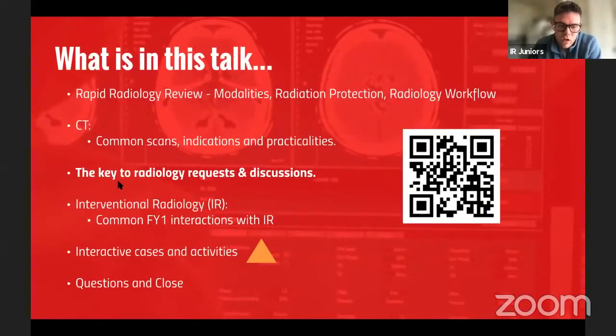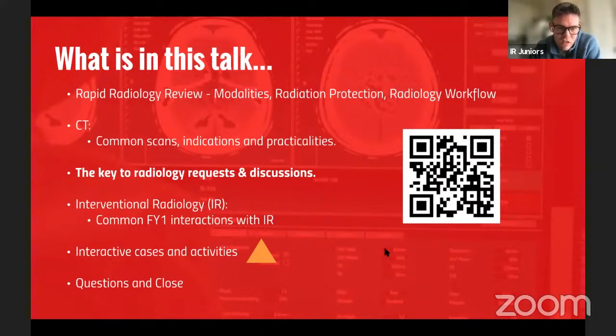So the idea behind this talk and this talk series is essentially to give incoming FY1 doctors, so first year doctors in the UK, a bit of an insight into what's involved with dealing with the radiology department in those first few months once you start. There's going to be a bit of a radiology review, just some of the real basics of the different types of modalities that you may come across and refer patients for, and a little bit about considerations when you're referring patients for different scans.